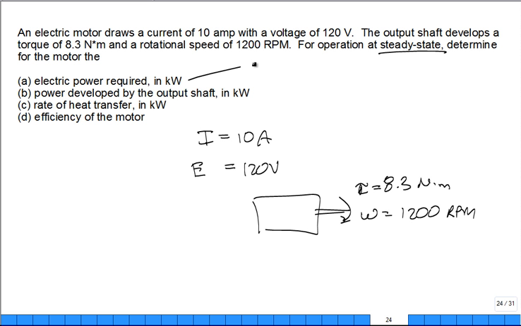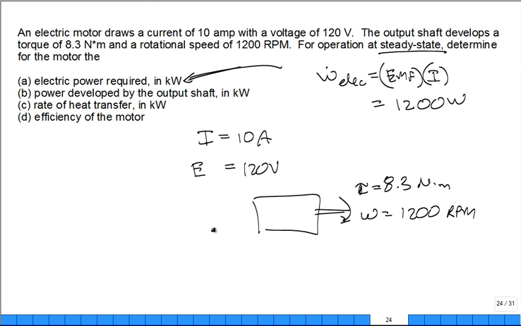I didn't give you multiple choice on this one, so all you have to do is do the electric power input. W dot electric is the electromotive force times the current. So it's 1200 watts. Amp times volt is a watt. Of electric power coming in, W dot electric of 1200 watts. What is the power developed by the output shaft?